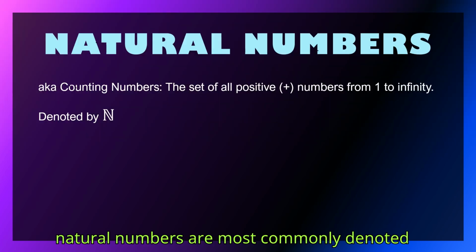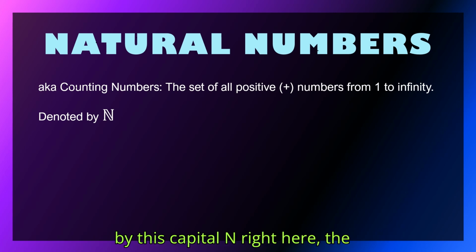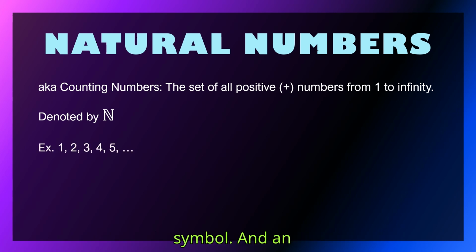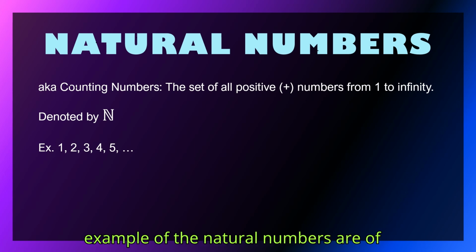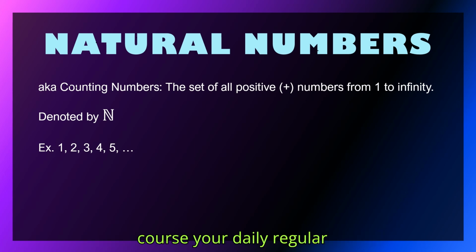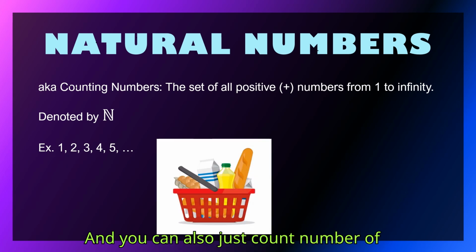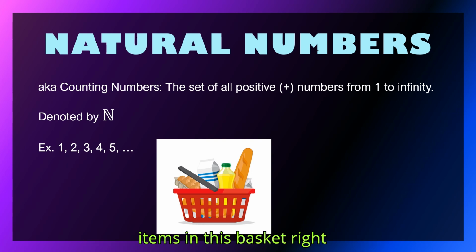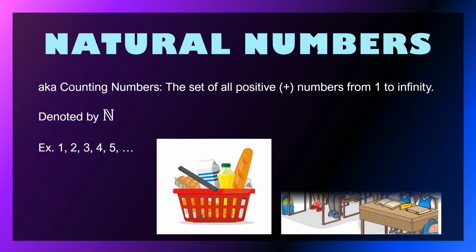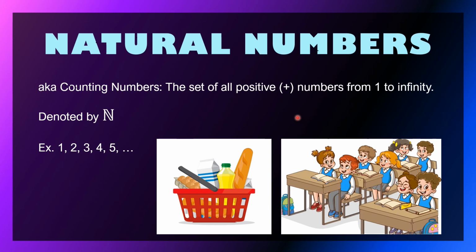The natural numbers are most commonly denoted by this capital N right here, this symbol. An example of the natural numbers are, of course, your regular 1, 2, 3, 4, 5, and so on, all the way to infinity. You can also just count the number of items in this basket right here, and of course, the number of students in the classroom, right?